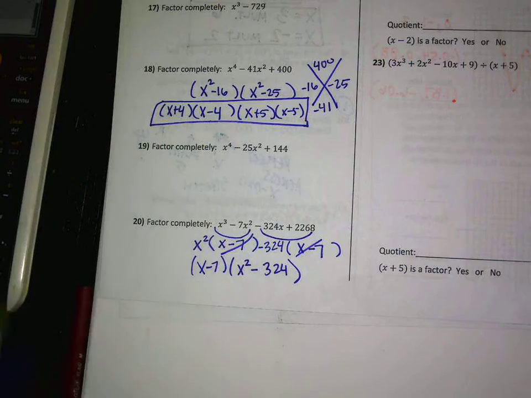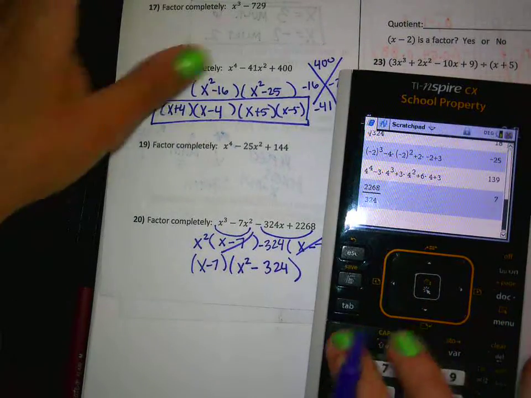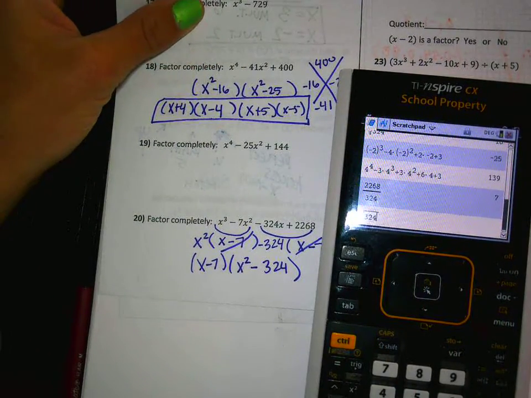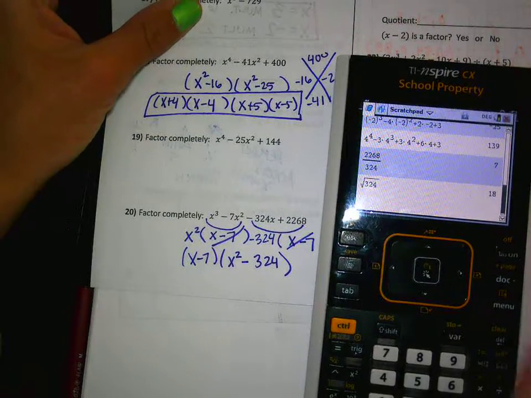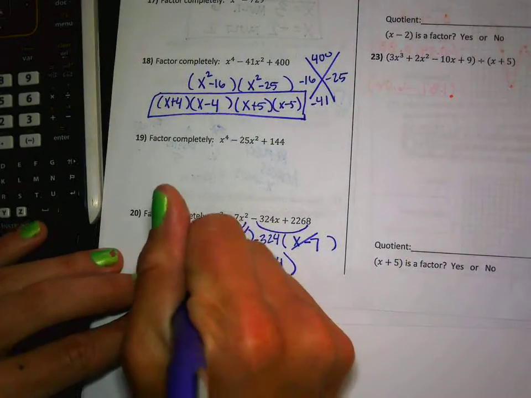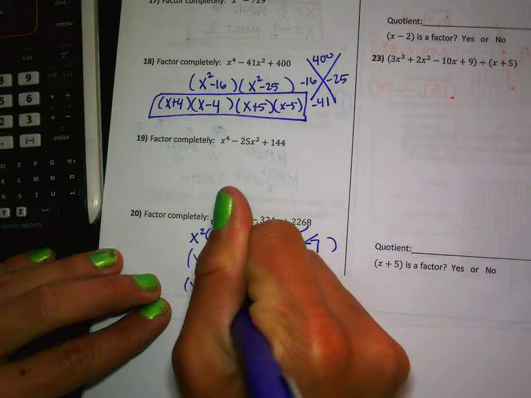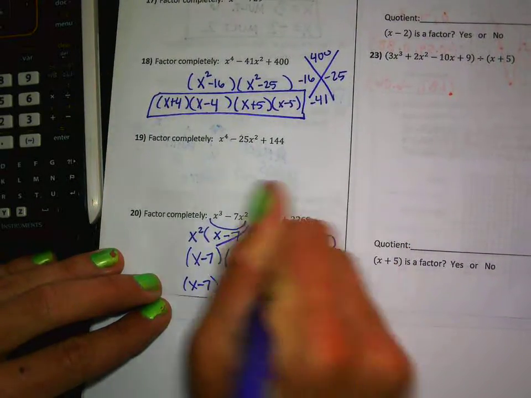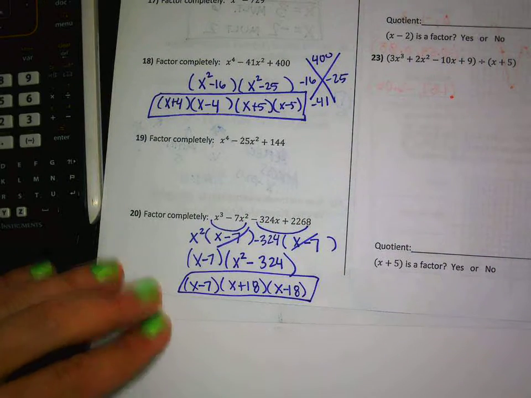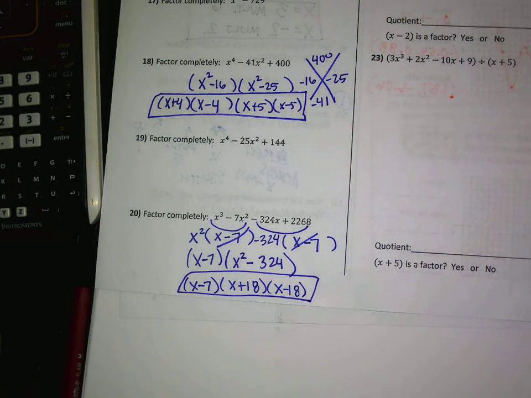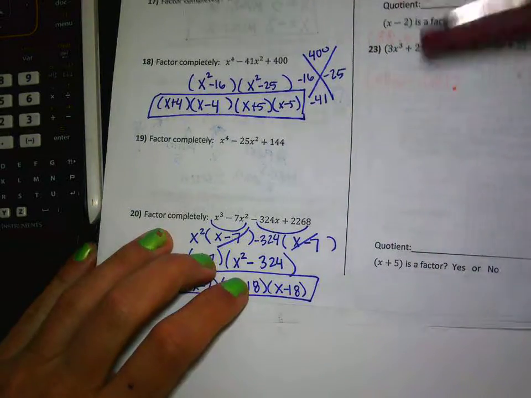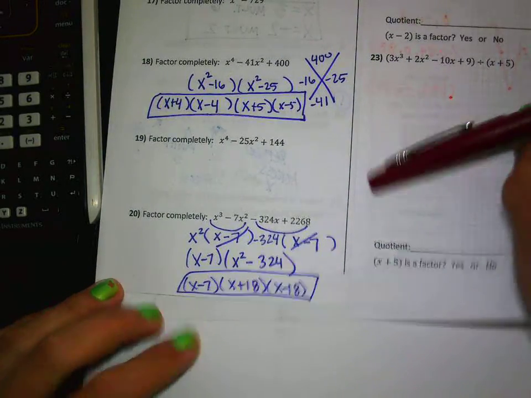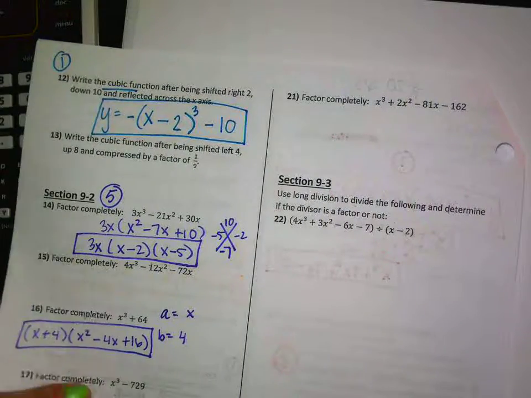That's a square. Is 324 a square? Yes. It's a big number, so I'm going to type it in my calculator. And yes, it is. It's 18. So I can write my final answer as X plus 18, X minus 18. All right, so those are the factoring. Any questions? No. Sweet.